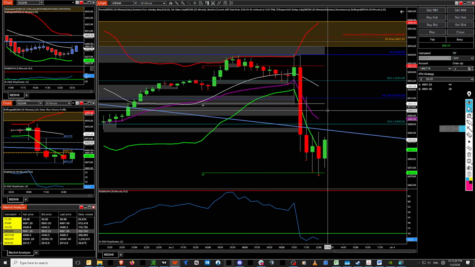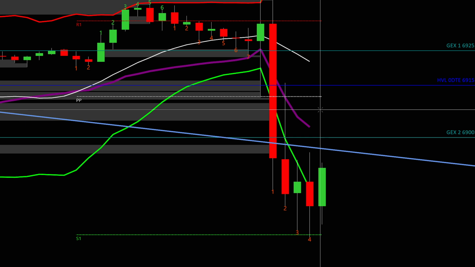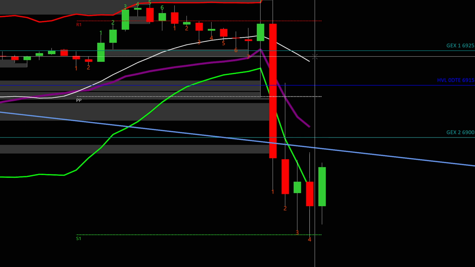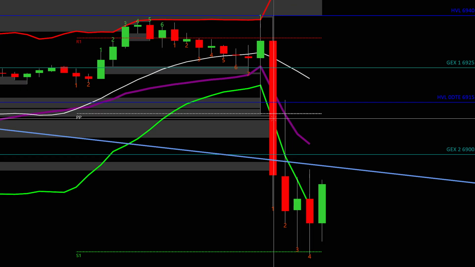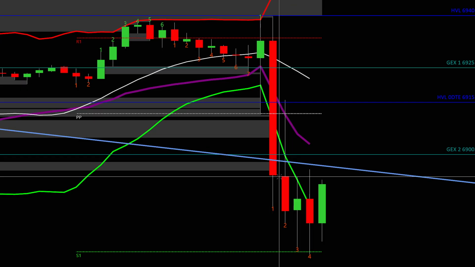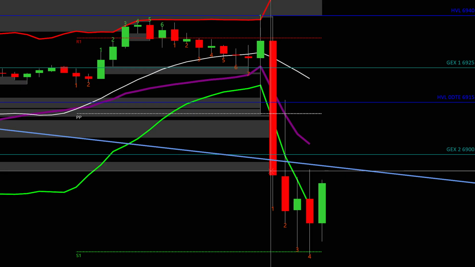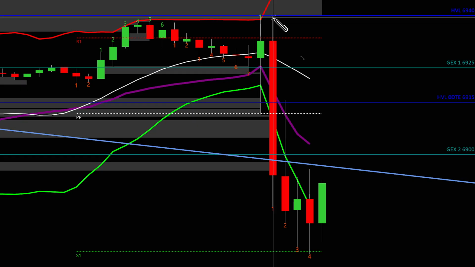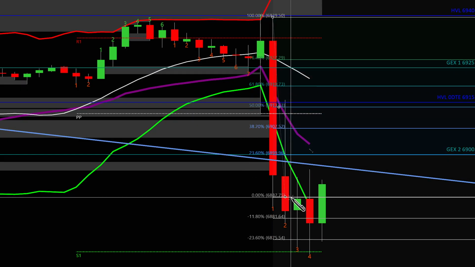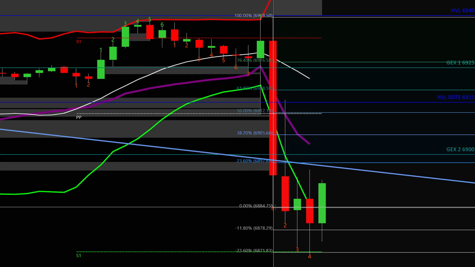Now, we're on the 30-minute, but it's fractal. Same thing applies. Doesn't matter whether it's the 30-minute or the 5-minute. This is what I call a big-ass candle, and this big-ass candle also sets a range. Now, there's two ways you can mark this. One, you can do the entire candle, wick to wick.